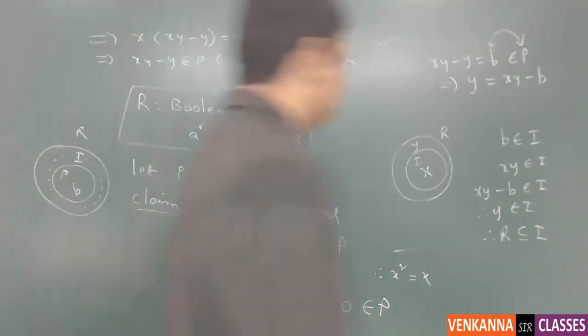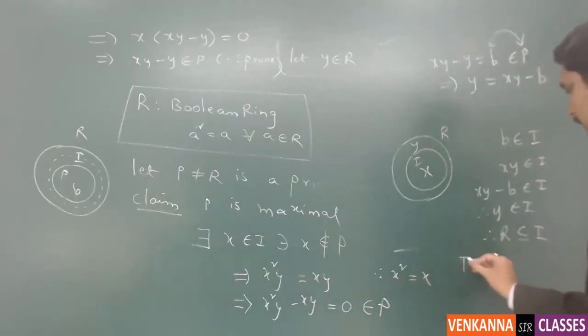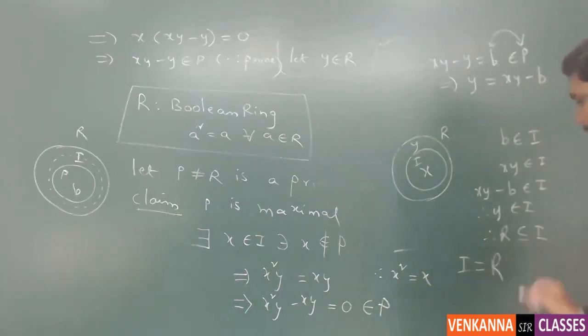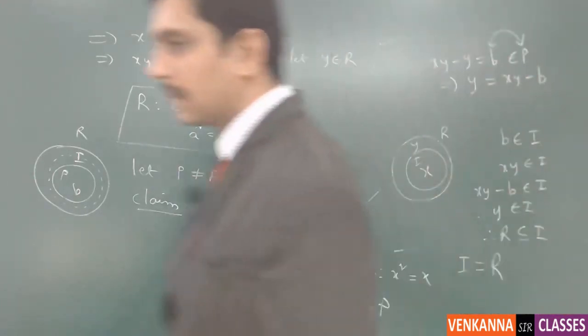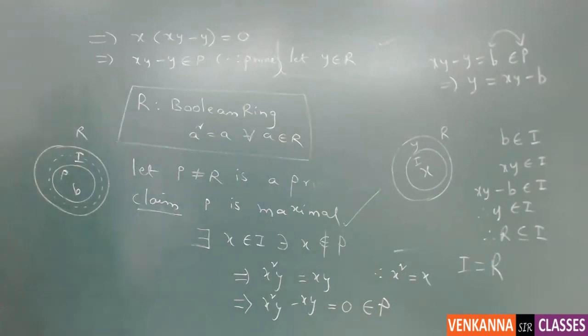So we have I is equal to R. Hence, by definition, P is the maximal ideal of R. That's it. That is the solution of the problem.